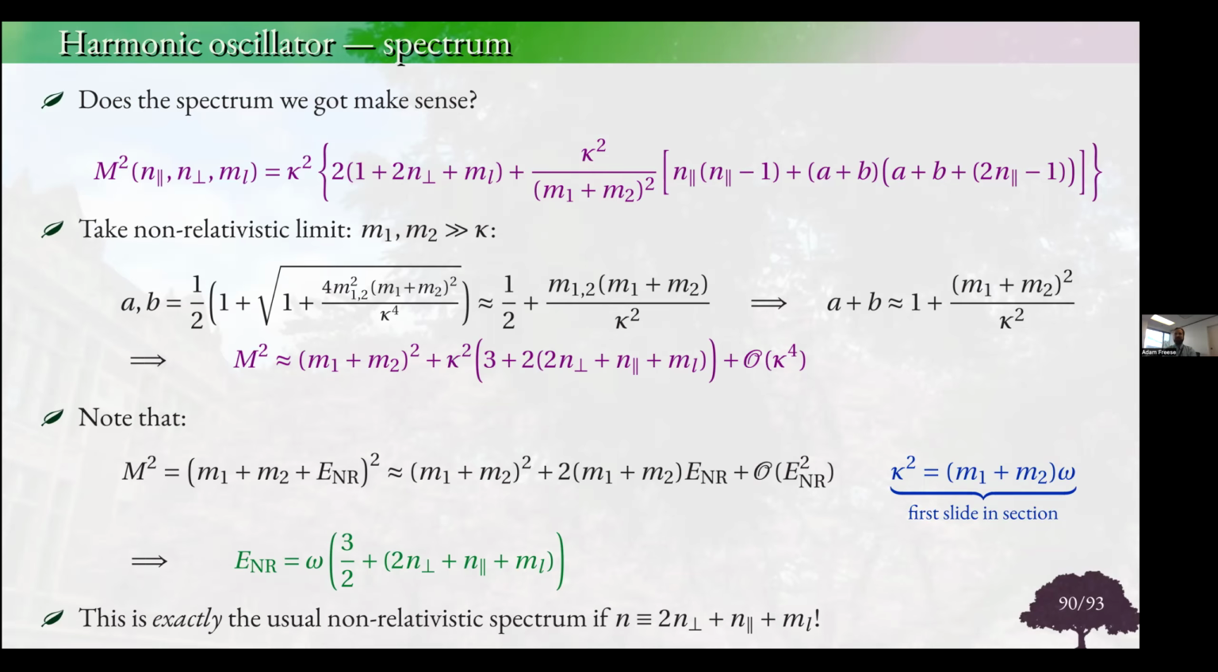So at the very least, this makes sense as a relativistic generalization. Yes, Philip. I'm sorry, I just missed a very simple point. These n perp, n parallel, and ml are all positive integers? Yes, or zero, but no negative energies. Non-negative. Thank you.